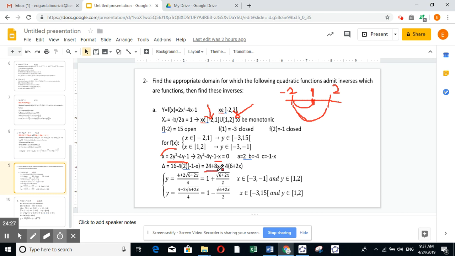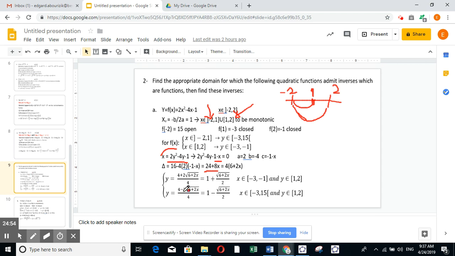If you factor this, this is delta, and this delta is positive. Why is delta positive? It is always positive: if you replace from minus 2 till 1 it's positive, and from 1 till 2 it's also positive. So I have two roots, y prime and y double prime. These are the two different inverses. It's minus b, so 4, plus or minus radical delta. Radical 16 is 4, radical 24 plus 8x, over 4.